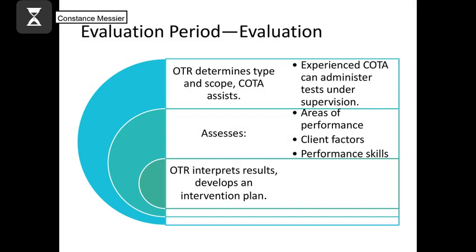So it's been determined through the referral and screening process that the child should have an assessment and evaluation. So the OTR is going to determine the type, and they can ask the occupational therapy assistant, who must be deemed service competent, to administer any standardized tests. What are they going to look at? Well, they're going to look at the areas of performance, the client factors, and the performance skills.